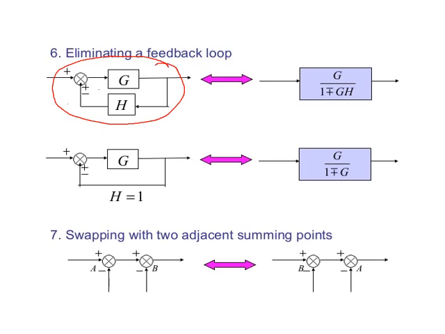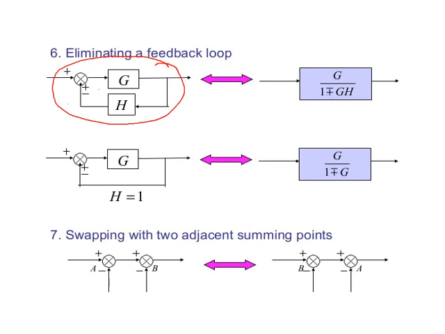So for positive feedback it will be G upon 1 minus GH. For negative feedback the resultant is G upon 1 plus GH.